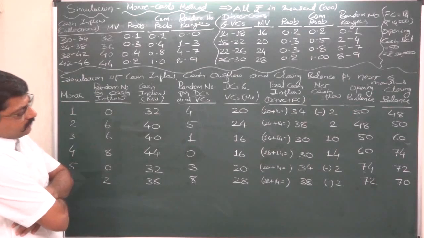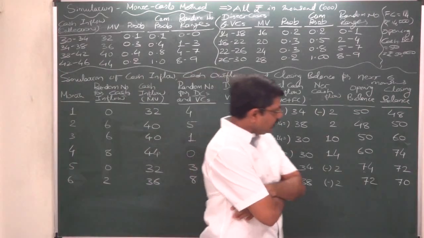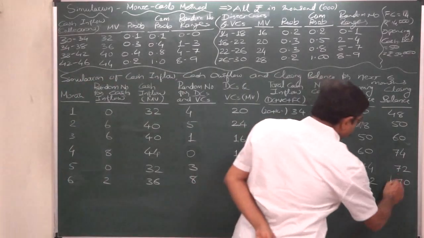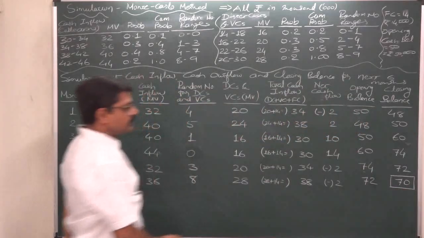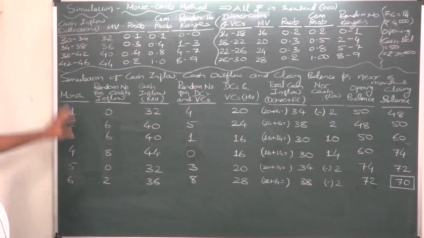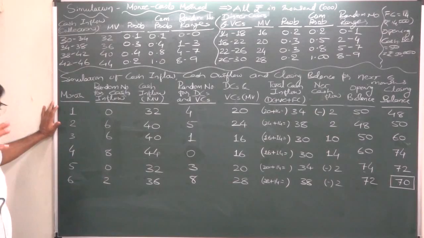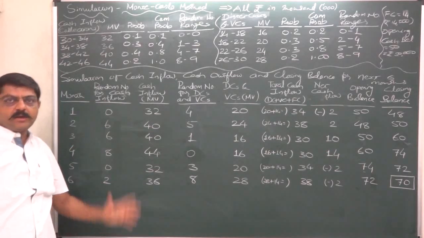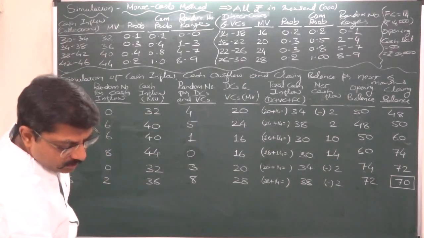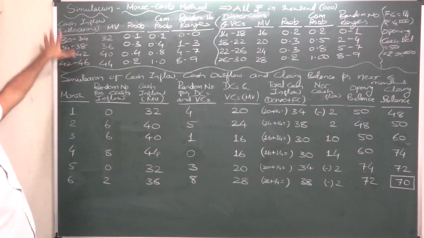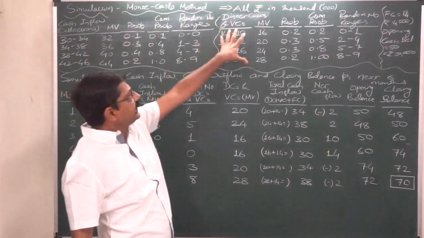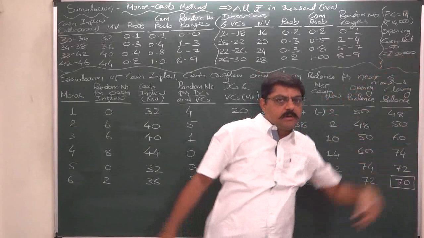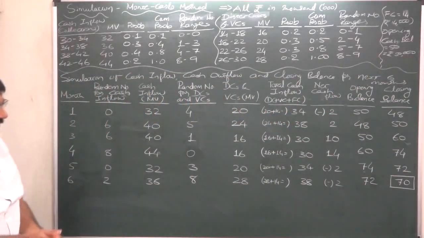Minus 2,000 and opening balance was 72,000. So closing cash balance comes to 70,000. This is the closing balance at the end of the 6 months period. So this is a brief cash flow statement or cash budget, or rather simulated cash flow statement or cash budget, which we prepared on the basis of the past records of cash inflows as well as direct and variable costs with their respective probability distributions and the information about operating fixed cost and opening cash balance.